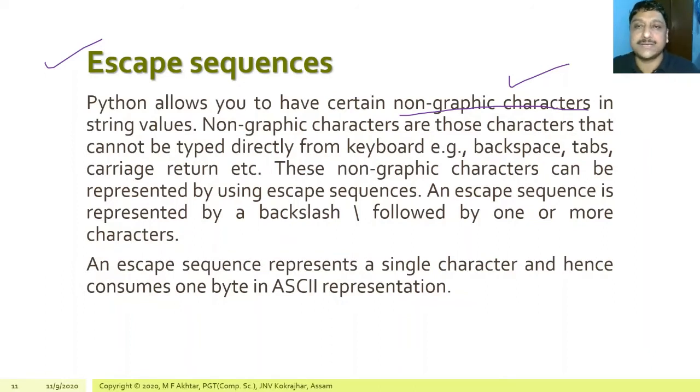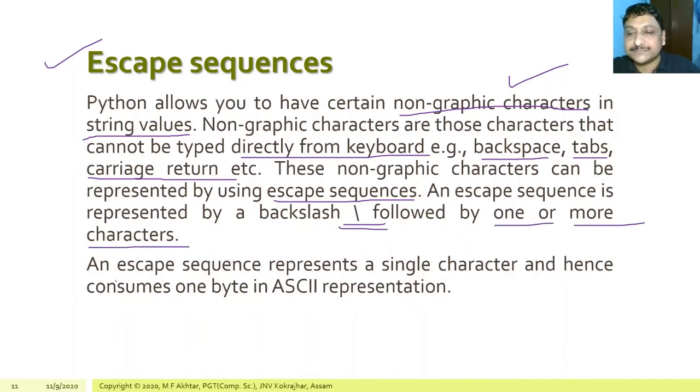There is a system in Python that these non-graphic characters can be applied using escape sequences in string values. Non-graphic characters are those characters that cannot be typed directly from the keyboard, for example backspace, tabs, and carriage return, which means the enter key. These can be represented by using escape sequences. An escape sequence is represented by a backslash followed by one or more characters. An escape sequence represents a single character and hence consumes 1 byte in ASCII representation. Though there are two or more characters in an escape sequence, a single escape sequence requires only 1 byte of memory in ASCII representation.